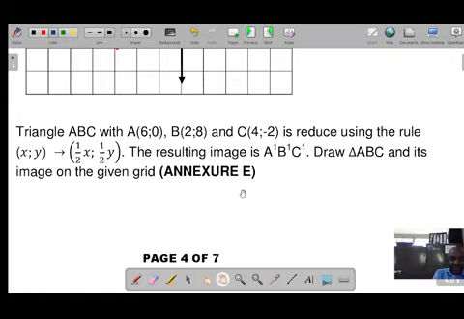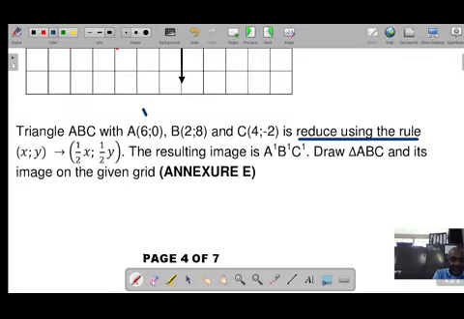However, we can get the coordinates for the image. Now the rule says (x, y) is reduced to a half x. Don't forget I'm reducing, because they said to reduce. Because they're saying reduce using this rule here, it means that these coordinates must reduce. Like the 6, how do you reduce it? Multiply it by a half. So what is a half times 6? I get 3. So it's going to be 3 here.